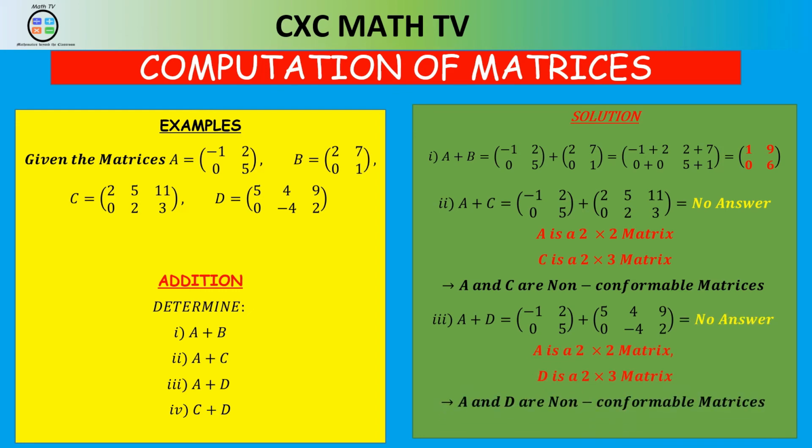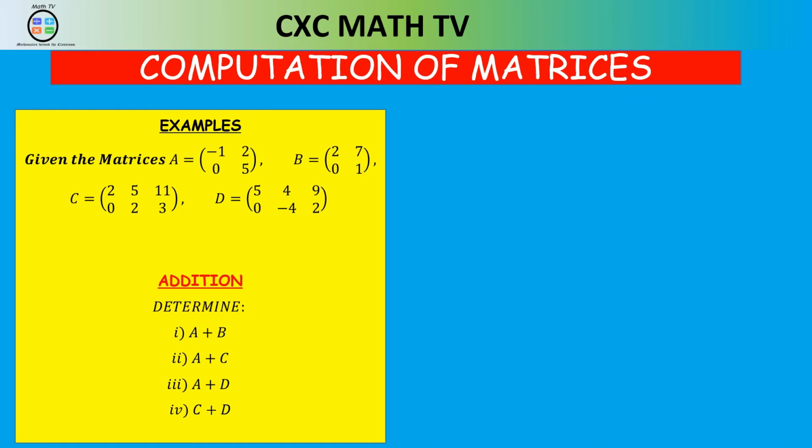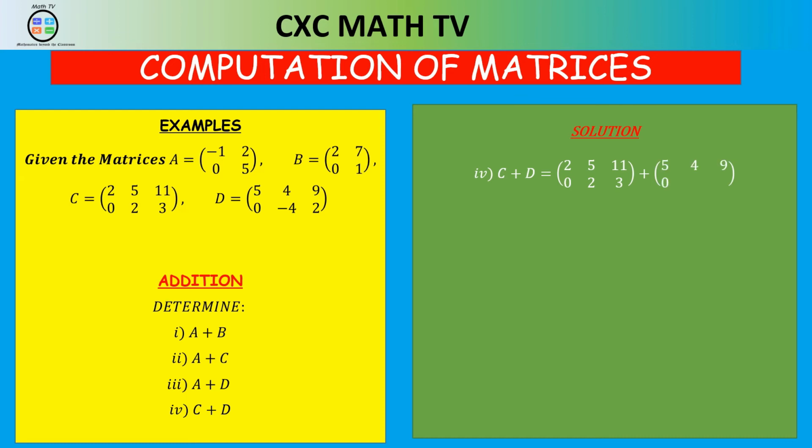So let's look at C plus D now. Now C is a 2 by 3 and D is a 2 by 3. So we can add them. So we add the corresponding elements, 2 plus 5 to give us 7, 5 plus 4 to give us 9, 11 plus 9 to give us 20, 0 plus 0 to give us 0, 2 plus negative 4 to give us negative 2, and 3 plus 2 to give us 5. Notice we add elements that are corresponding in both matrices.